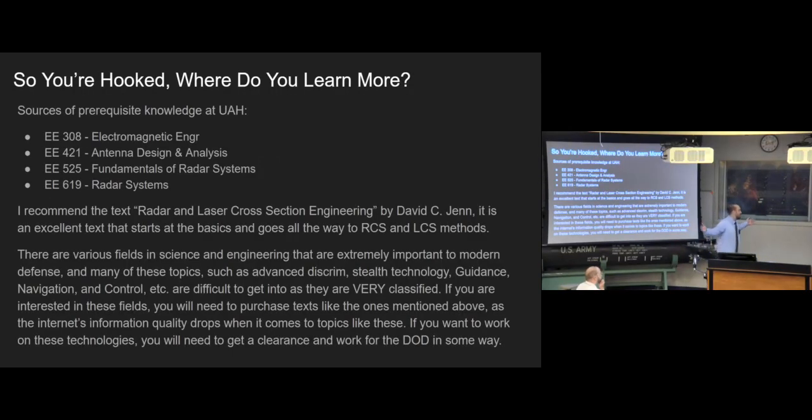So you're hooked, where do you learn more? If you are a UAH student and happen to have access to electrical engineering courses, these are the classes that will give you information and further understanding. And instead of a 1 hour and 20-minute lecture, you will have many 1 hour, 20-minute lectures over the course of a semester or two, which is way better to set you up with a career in this field as opposed to me. So, as mentioned several times, EE 308 gives you the basics. This is electromagnetism, this is EMAG. There are physics courses at UAH that are equivalent to this, if you're physics. EE 421, antenna design and analysis.